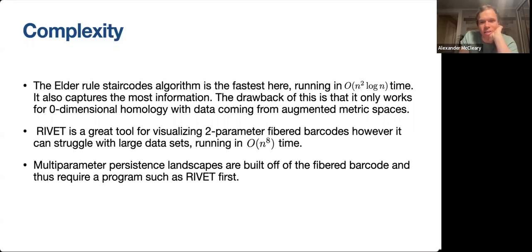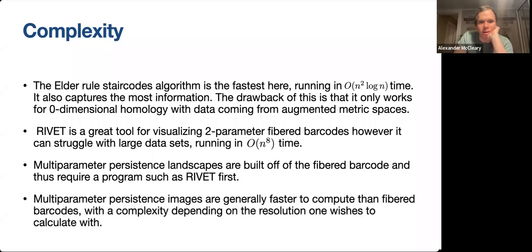Now, multi-parameter persistence landscapes are built off of the fibered barcode. And so these are not going to be faster than RIVET because RIVET is the most commonly used tool for computing these fibered barcodes. So these multi-parameter persistence landscapes algorithms sort of depend on RIVET to work. And multi-parameter persistence images are generally faster to compute than the fibered barcode. And you might be asking, how does that make sense? Because they're sort of based on the fibered barcode.